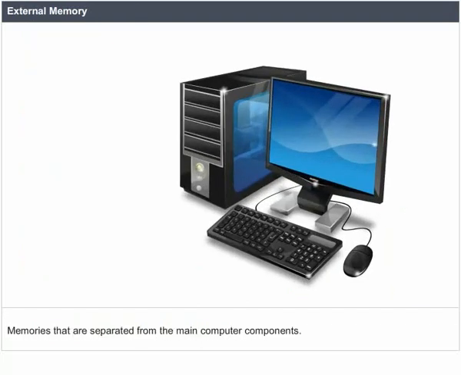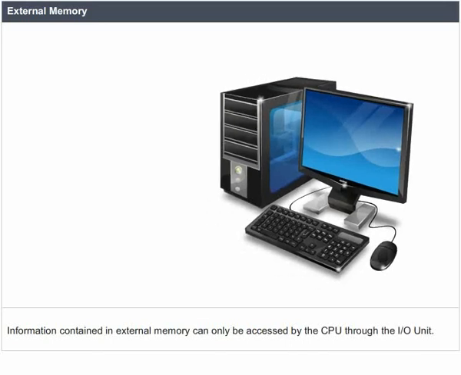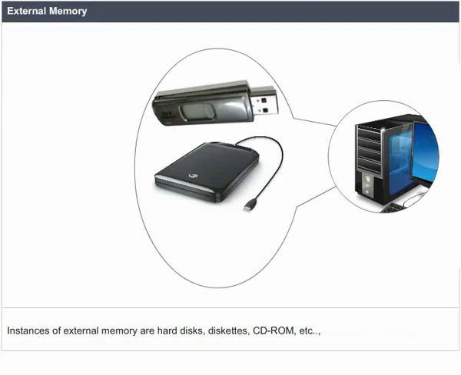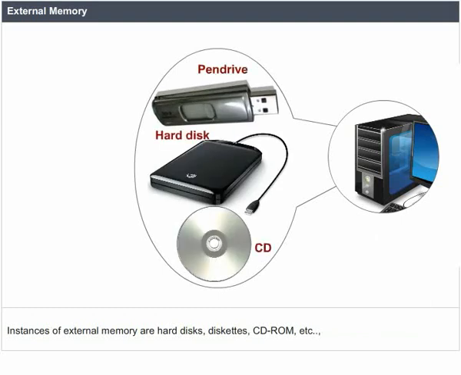External memory. Memories that are separated from the main computer components. Information contained in external memory can only be accessed by the CPU through the input-output unit. Used to store information or program that has already or has yet to be executed by the CPU. Instances of external memory are hard disks, diskettes, CD-ROM, etc. All external memory is non-volatile.